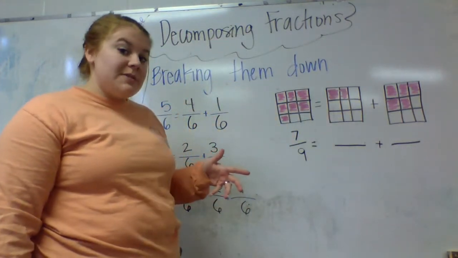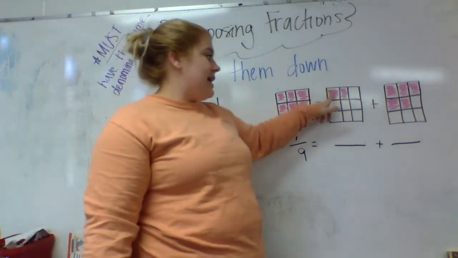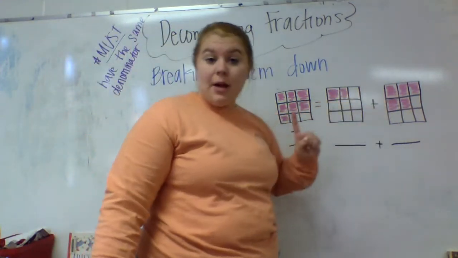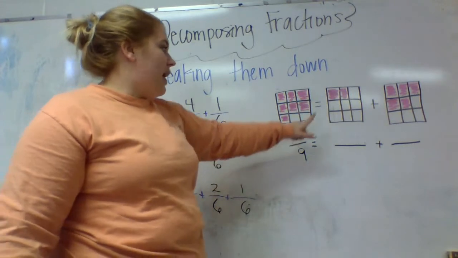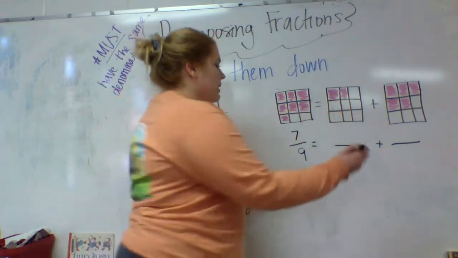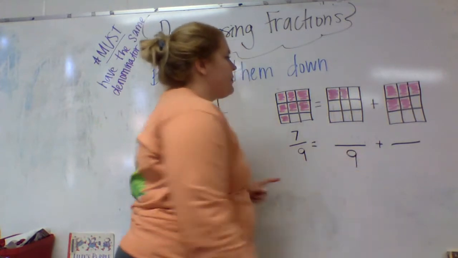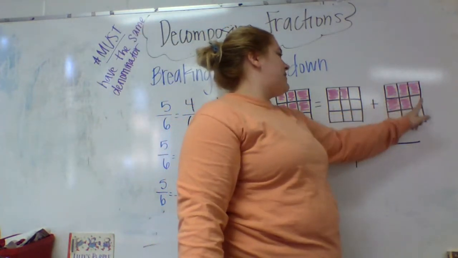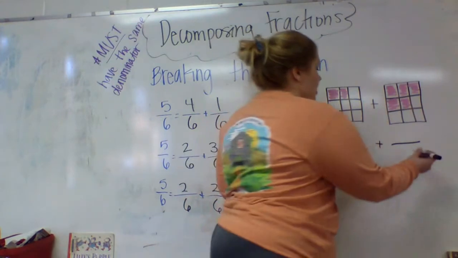Before I can decompose, I need to make sure that I've got the same denominator. So I need to make sure that I have ninths. Let's count: 1, 2, 3, 4, 5, 6, 7, 8, 9. Yep, we're dealing with ninths there. Again, 1, 2, 3, 4, 5, 6, 7, 8, 9. Yep, ninths there too.